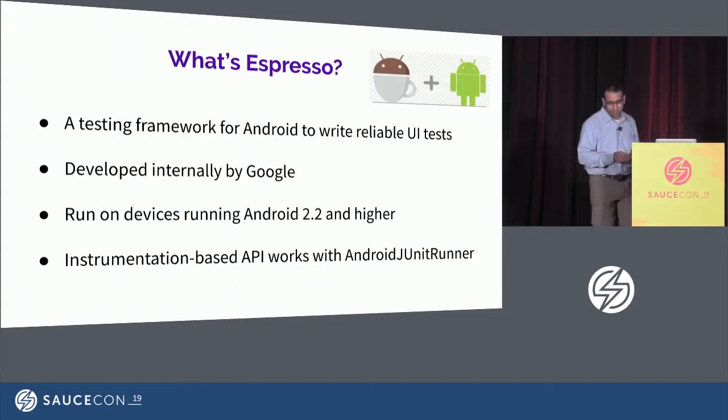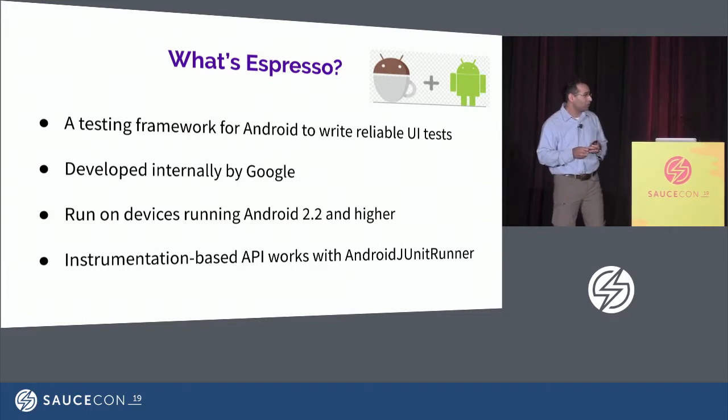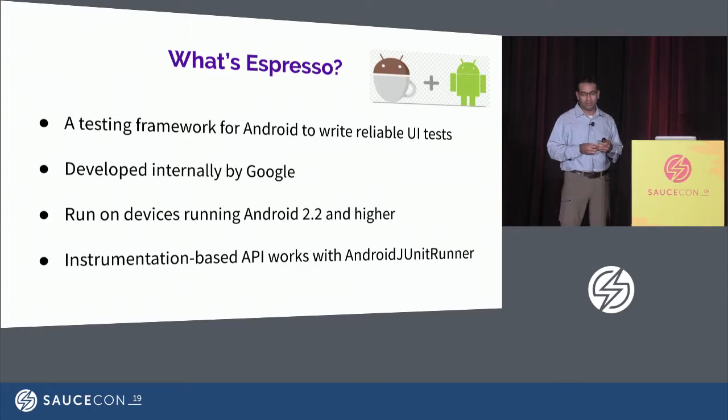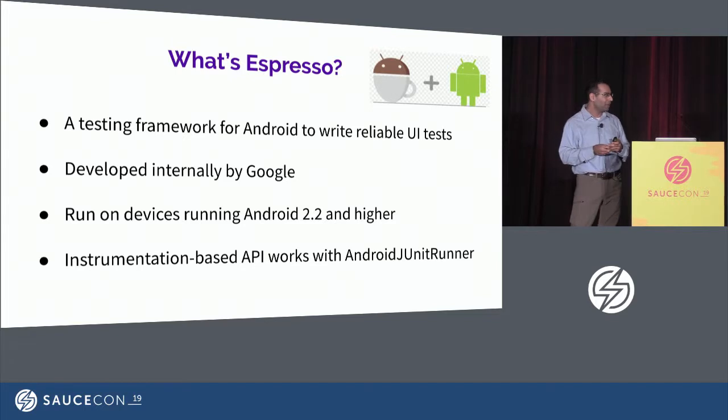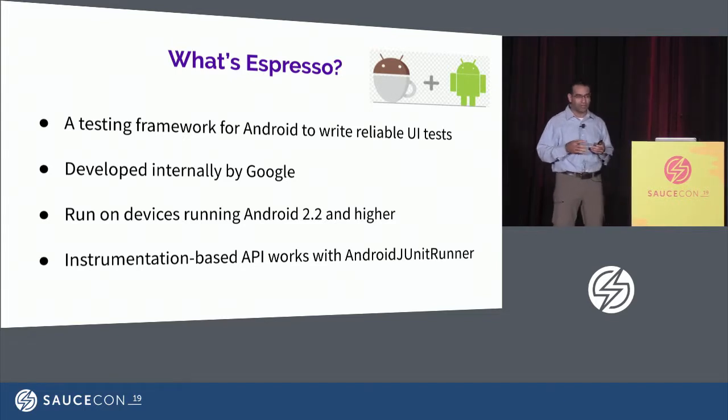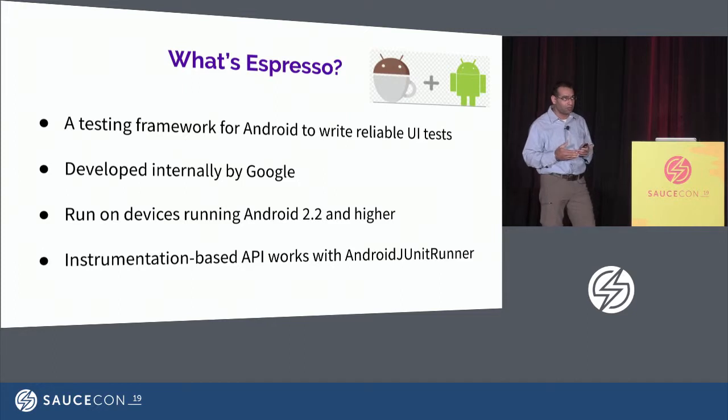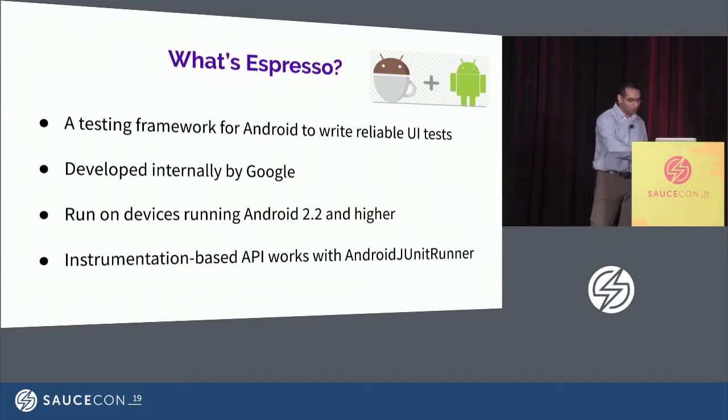So what is Espresso? Espresso is a native platform to test Android, and it helps in writing reliable UI tests. It's developed internally by Google, and it was open sourced in 2013. It supports very old versions of Android, starting from API level 2.2 and going to the very latest, like API level 28, which is Android 9. It's an instrumentation-based API, and it uses the Android JUnit runner to run those tests. So that's briefly about what is Espresso.